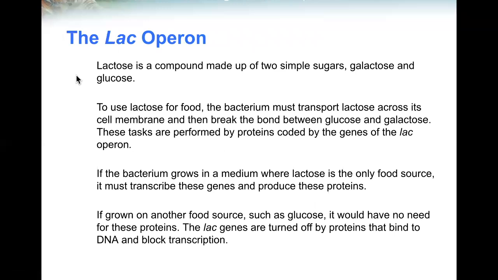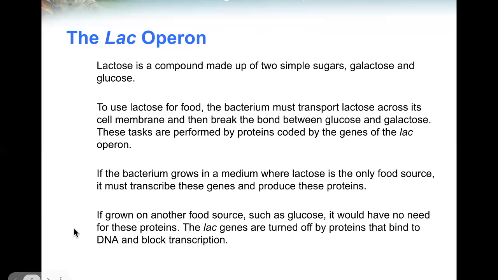Lactose is a compound made up of 2 simple sugars, galactose and glucose. To use lactose for food, the bacterium must transport lactose across its cell membrane and then break the bond between glucose and galactose. These tasks are performed by proteins coded by the genes of the lac operon. If the bacterium grows in a medium where lactose is the only food source, it must transcribe these genes and produce these proteins. If grown on another food source, such as glucose, it would have no need for these proteins.